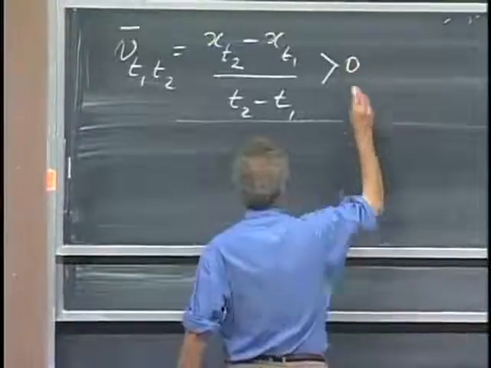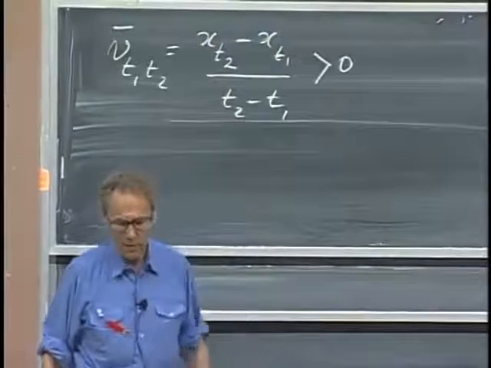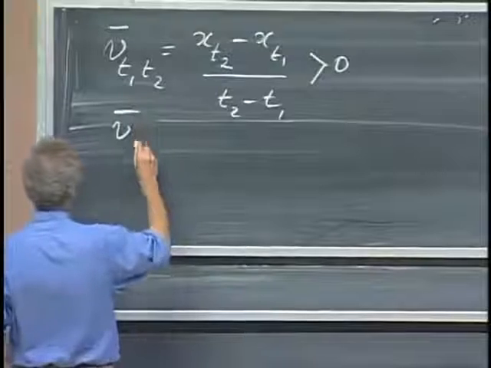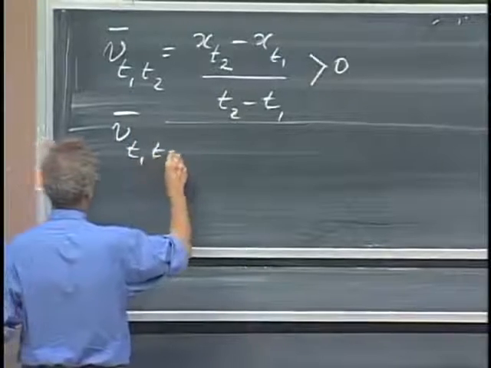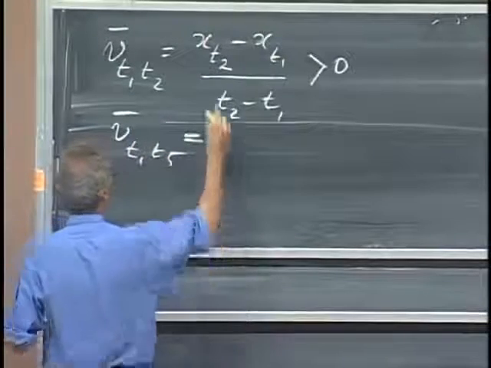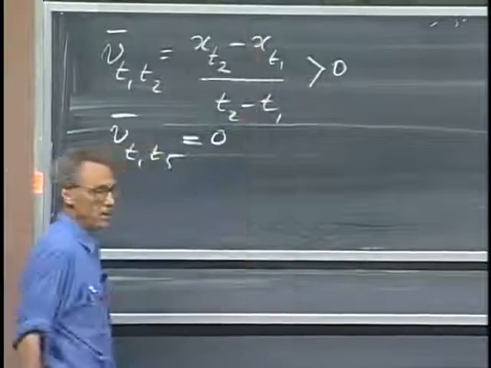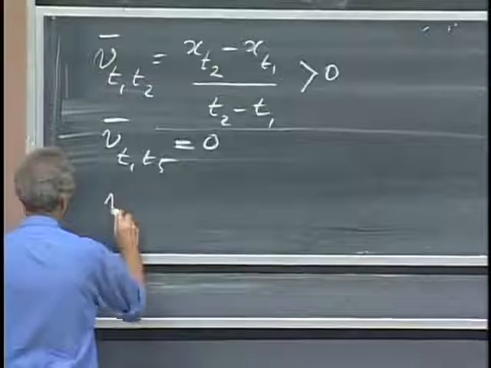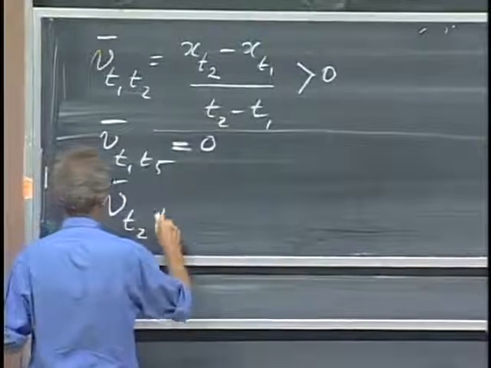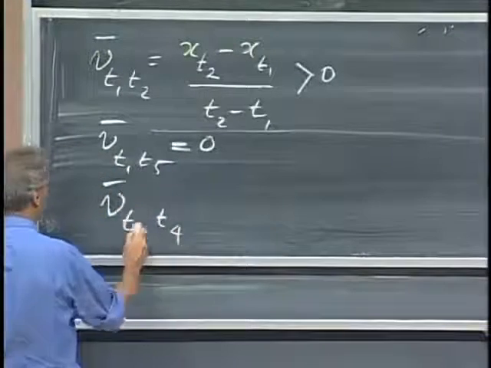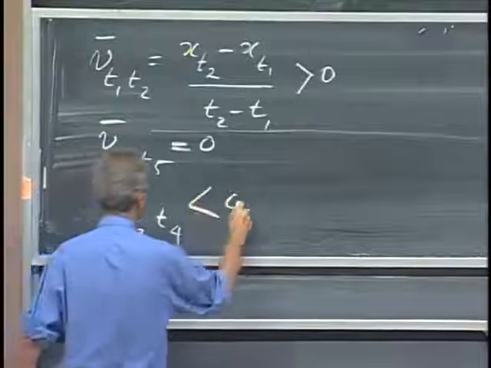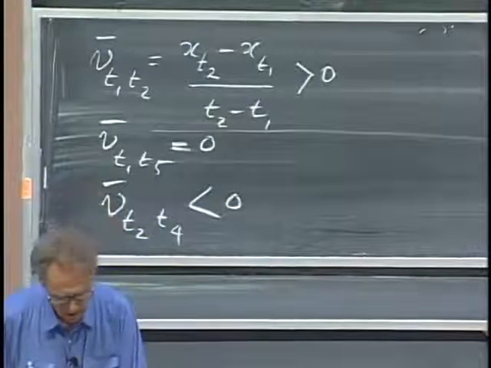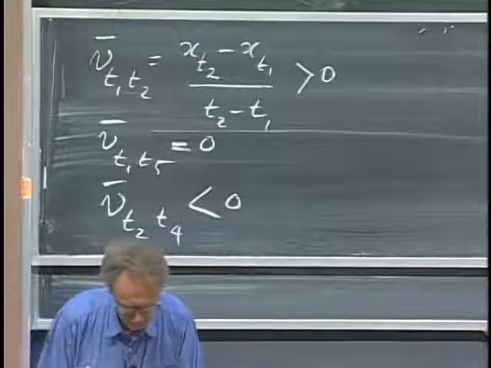is larger than 0. However, if I take the average velocity between t1 and t5, that would be 0 because they are at the same position. So the upstairs is 0. If I had chosen t2 and t4, average velocity between time t2 and t4, you would have seen that that is negative because the upstairs is negative.